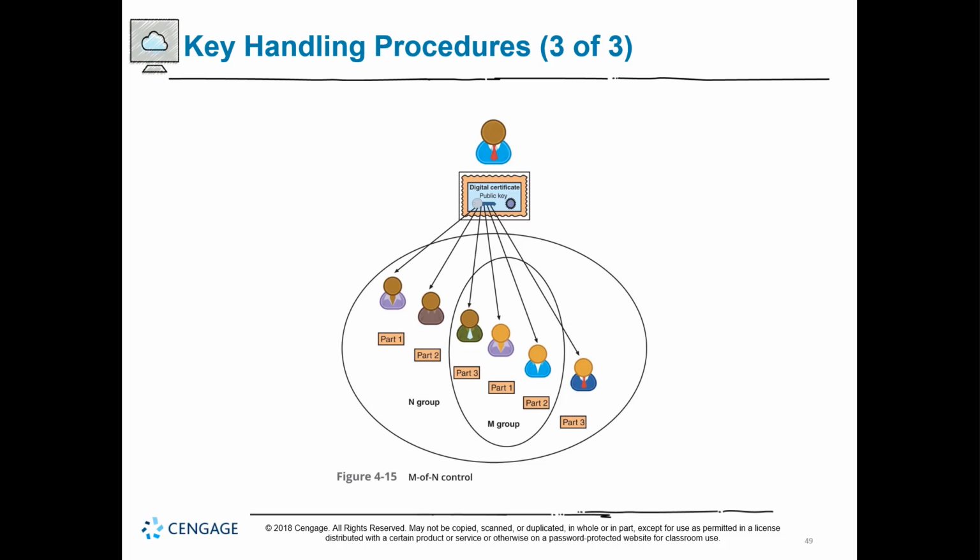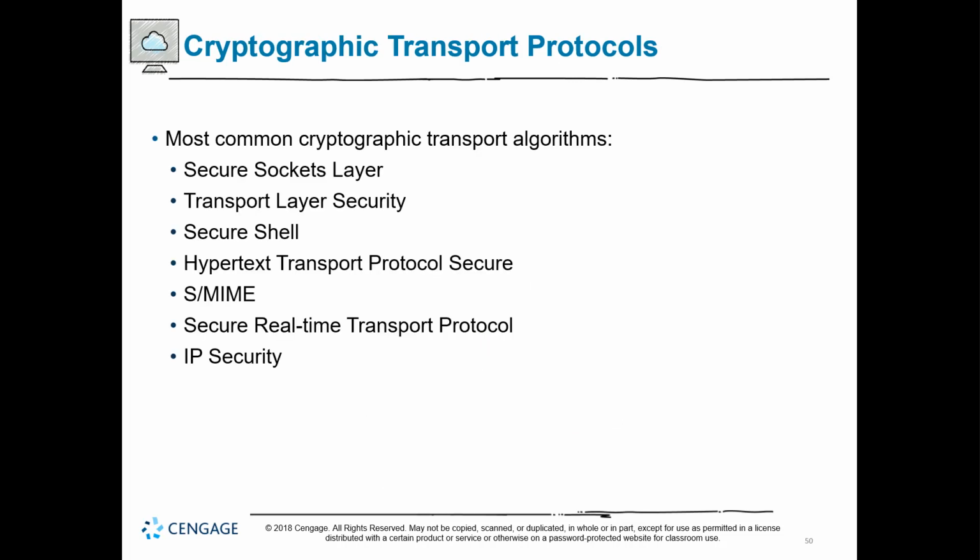So here we have multiple parts. We have multiple groups. This is part of that N plus M group. Instead of having a single recovery agent, we can have it spread among multiple individuals. It really all depends on how you want this done.